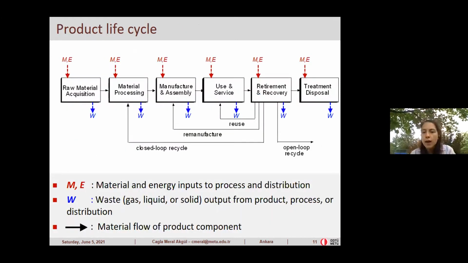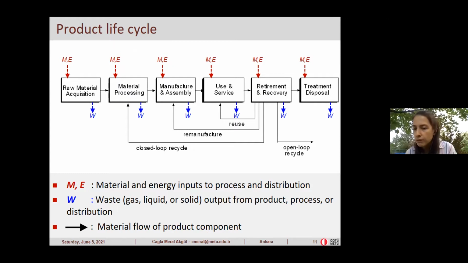So here is a product's life cycle. M means material, E represents energy, and W represents waste. And arrows show material flow of product component. So everything starts, this is a very general outline of a life cycle. Everything starts with raw material acquisition. Then we process the material, we manufacture and assemble if necessary, we use it and maintain it.